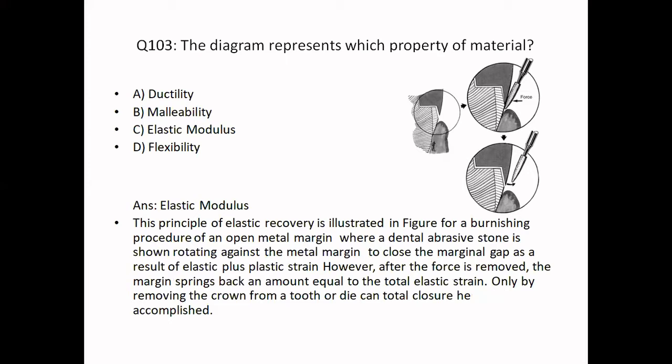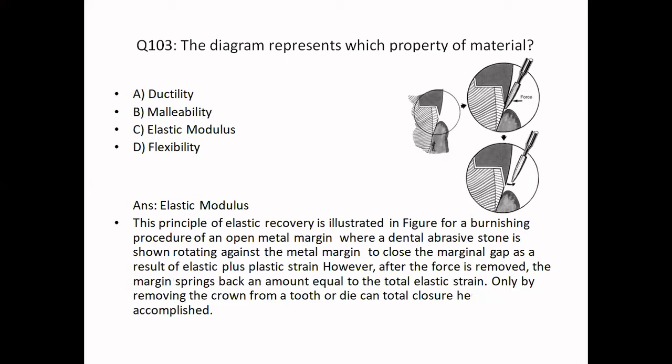The principle of elastic recovery is illustrated in the figure for a burnishing procedure of an open metal margin, where a dental abrasive stone is shown rotating against the metal margin to close the marginal gap as a result of elastic plus plastic strain. However, after the force is removed, the margin springs back an amount equal to the total elastic strain. So here when we are trying to apply any load against the crown, you can see it is trying to come back out again.